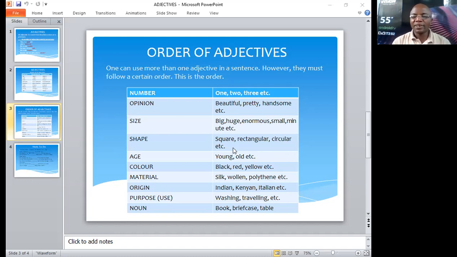I bought 3 beautiful, big, square, red, woolen, maybe Kenyan, Italian, maybe washing machines, for noun. Are you getting that? Are you following? So you must be in a position to arrange these adjectives in a certain order. You can use as many as you like, but then they must follow a certain order. Did you get that? Yes.